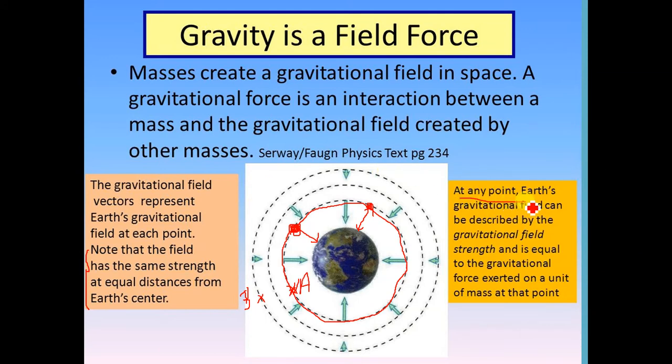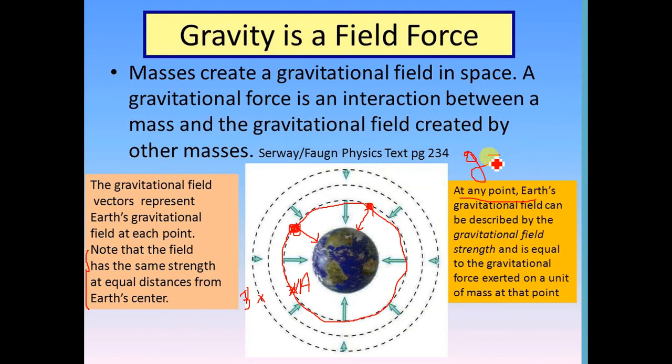Okay, so at any point, Earth's gravitational field can be described by the gravitational field strength, and it is equal to what? So what is the gravitational field strength? First of all, we will represent it by the letter g. The gravitational field, we said, is a vector quantity. It has magnitude and direction. The direction is toward the Earth. The magnitude is the strength of it. So the gravitational field strength has this symbol g.